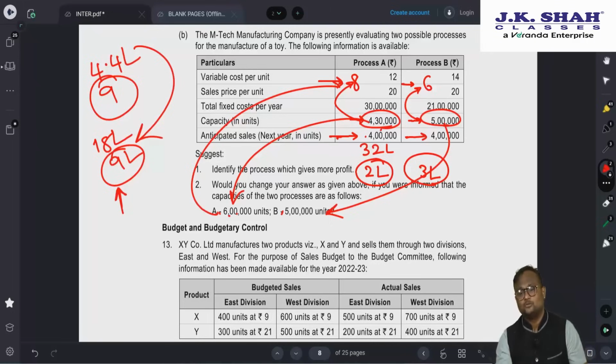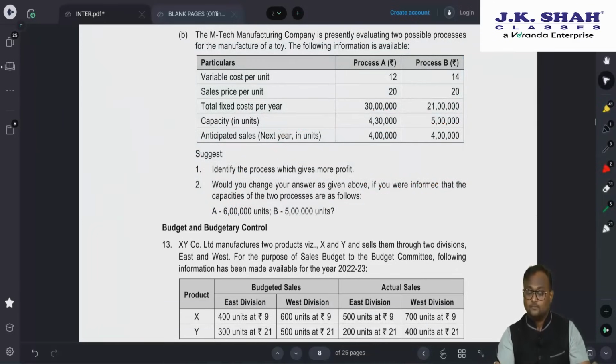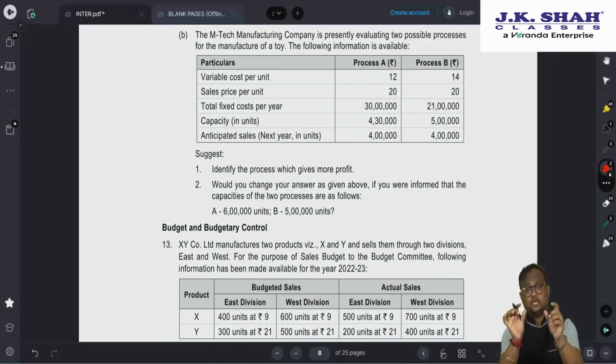You can do it orally also. But you understood the silent assumption here. If you are extending the capacity, that means there is a demand for extended capacity. If you are selling 1 lakh 70,000 more, 1 lakh 70,000 into 8 will be the total contribution, no additional fixed cost. So, 13 lakh 60,000 additionally you can earn. There is no addition in case of B, so I would go for process A if the second part is to be executed.